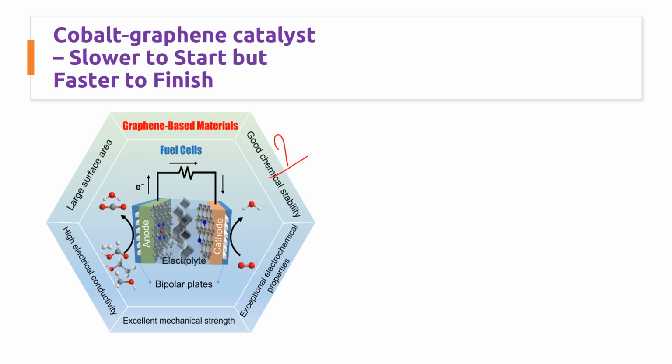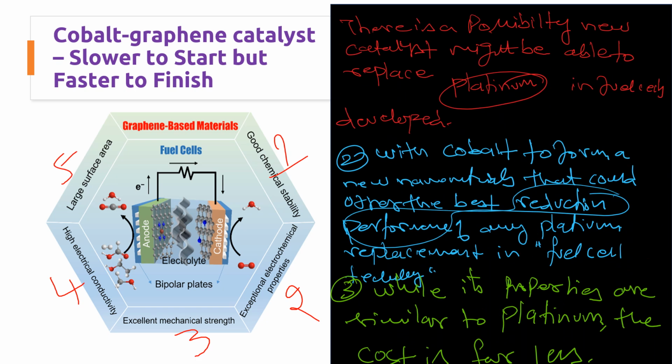It's about good chemical stability, and the second point is really exceptional electrochemical performance. Third is excellent mechanical strength, and the fourth point is high electrical conductivity performance. Finally, large surface areas. In order to understand according to the five points, there is a possibility. So there is a possibility that a new catalyst might be able to replace platinum in fuel cell development.